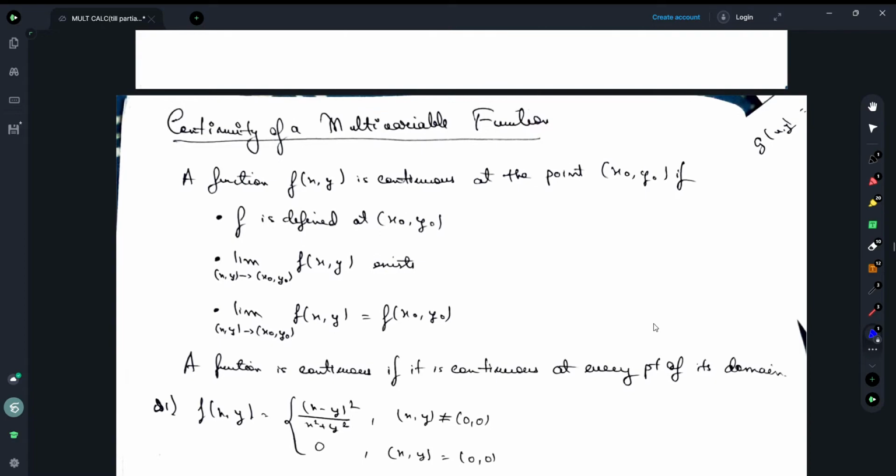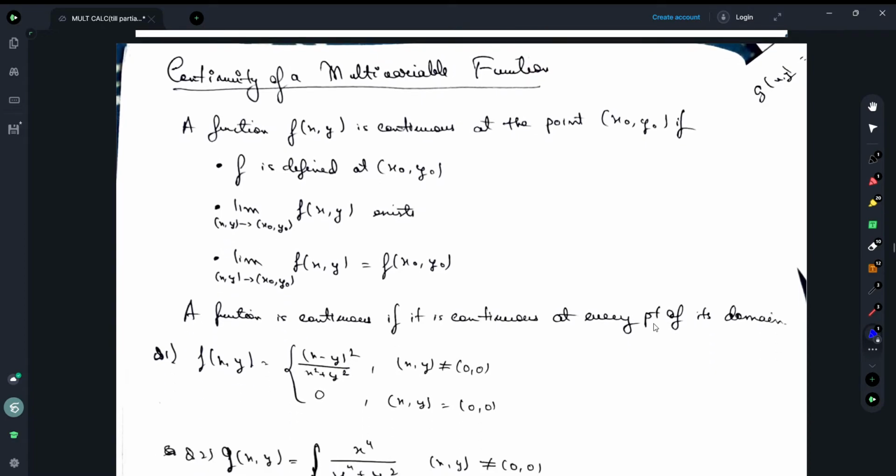Next, let us check what is the concept of continuity of a multivariable function. So a function f(x,y) is continuous at the point (x0, y0) if f is defined at (x0, y0), the double limit of f(x,y) as (x,y) tends to (x0, y0) exists, and this double limit must be equal to the value of the function at the point towards which (x,y) is approaching. Is it clear? Seems relatable to what we have studied in single variable functions, right?